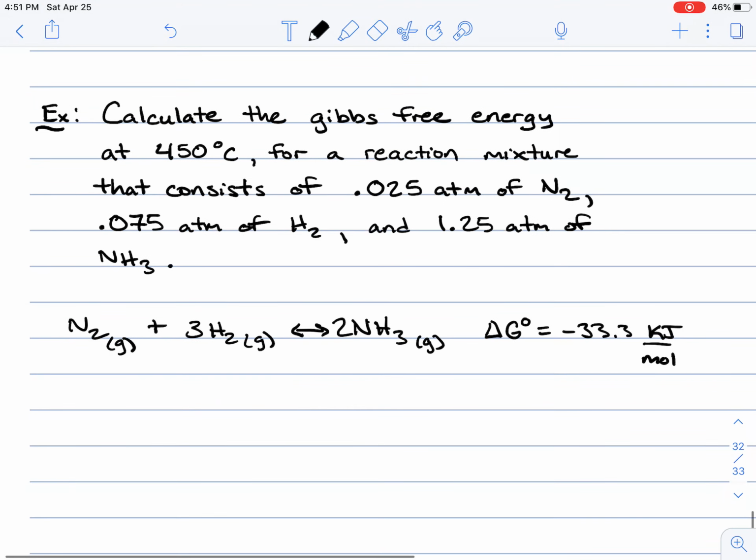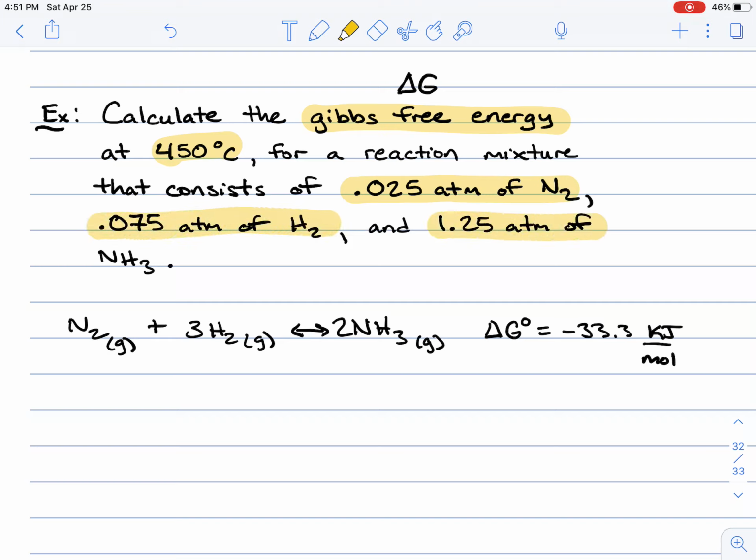Okay. And so here we're going to calculate the Gibbs free energy at 450 degrees Celsius. Already this temperature is a dead giveaway that we're not at standard conditions. And notice that in the wording of the description of the Gibbs free energy, it doesn't say standard, right? So I know that this is going to be delta G, not delta G naught. And it has a reaction mixture that consists of 0.025 atmospheres of nitrogen gas, 0.075 atmospheres of hydrogen gas, and 1.25 atmospheres of NH3.